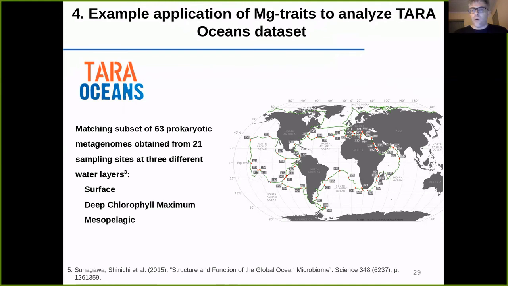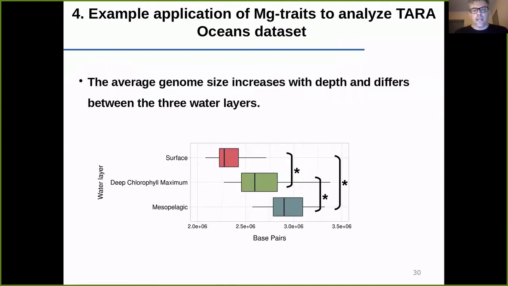And what we observe when we analyze the average genome size in these data is that it increases with depth, and also the genome size is significantly different between water layers. In this plot here, I show the distribution, box plots, of the average genome size in the 3 different water layers. In red, we have the surface. In green, we have the chlorophyll maximum, and in blue, we have the mesopelagic water layer. And the x-axis is base pairs, the size of the average genome size. We see that the 3 water layers have significantly different average genome size.